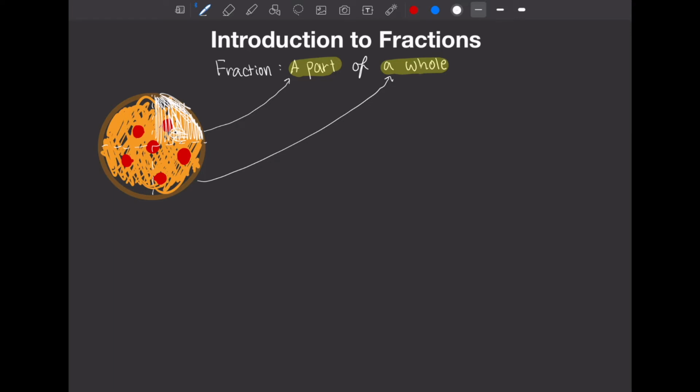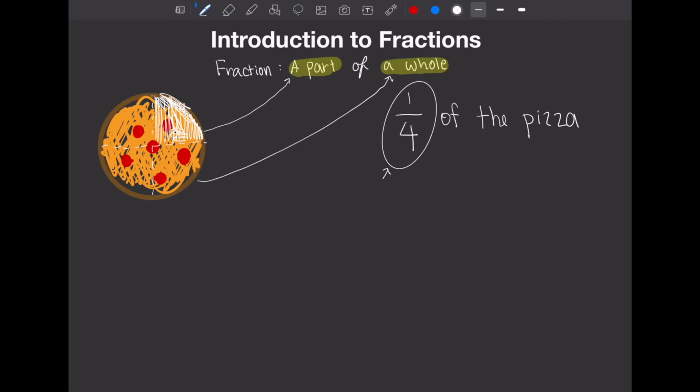And if you want to write this in a number, because that's what a fraction is, we would write that I ate 1/4 of the pizza. So what really is this 1/4? Well, let's identify the components of this specific fraction.